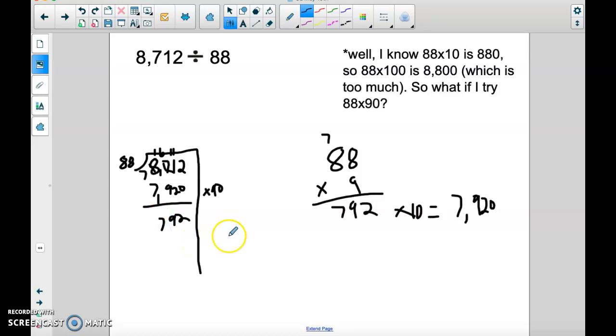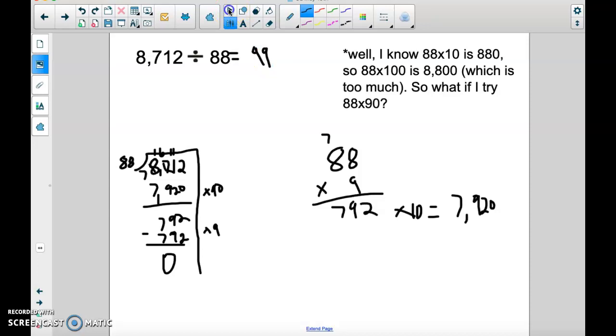I had a feeling it was 99, but again, I didn't want to go through that 2-digit by 2-digit, so I wanted to keep it simple for myself. But I'm left with 792, which 88 times 9 was 792. That is a 2, y'all, not a 4. Left with a big fat 0. Answer here, 99. Okay? Hopefully that makes sense.